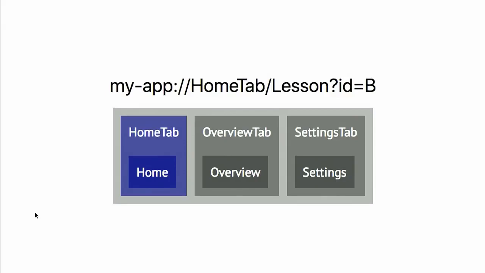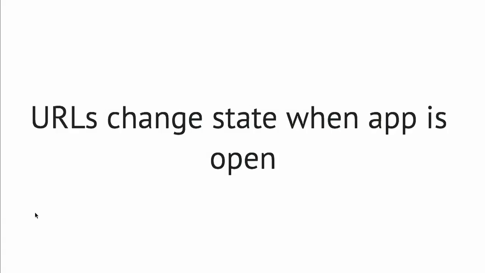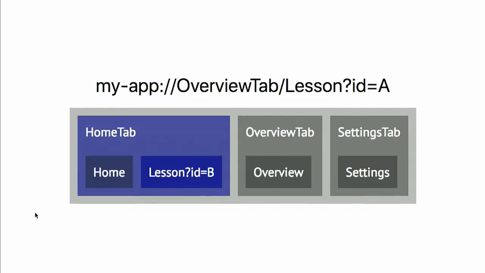Now, on a fresh start of the application, this behaves a lot like the web. Here we have a blank navigation state. We're starting off on the Home tab, and we haven't navigated inside of any of our tabs, but we want to handle this URL, where we're switching to the Home tab, and we're opening a lesson inside of it. So this is what would happen. Pretty straightforward.